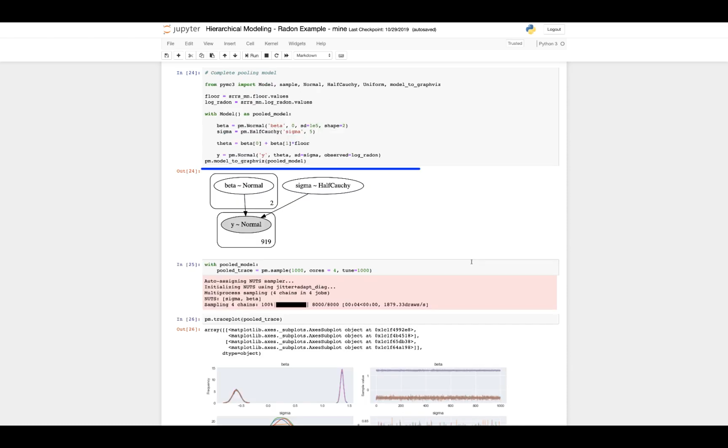The complete pooling model is represented by the code in this cell, and you can see that we have a simple regression model with an intercept term, beta naught, and a slope term, beta 1. The single predictor is floor, which can be 0 or 1, representing the basement or the first floor. In the graphical model as shown, we have two beta parameters, both with Gaussian prior distributions. The standard deviation on the regression model has a half Cauchy distribution, and there are 919 observations in the problem.